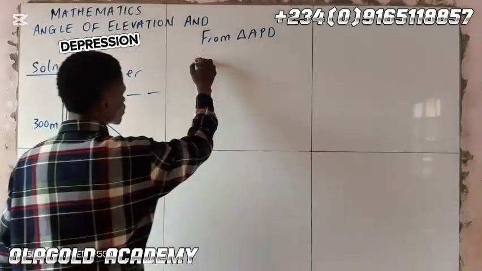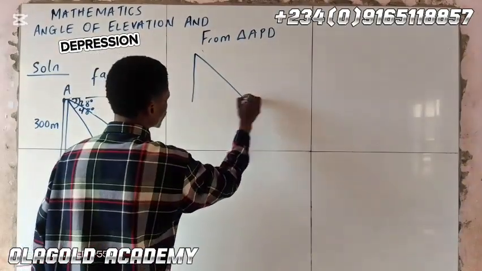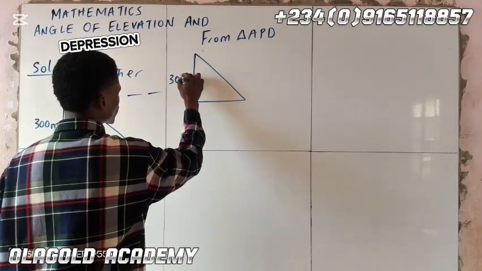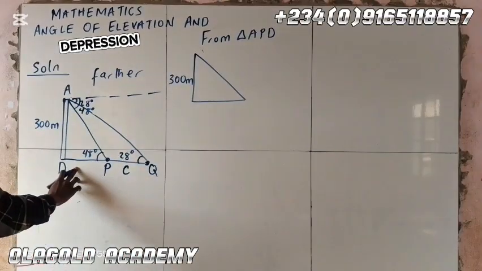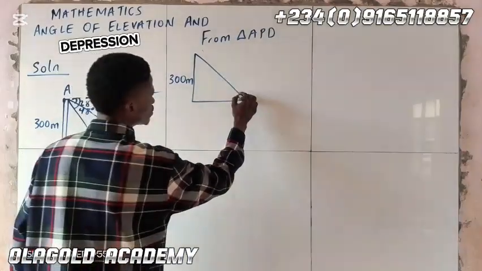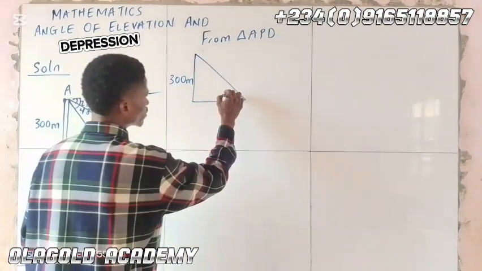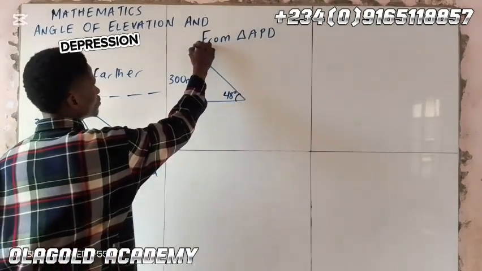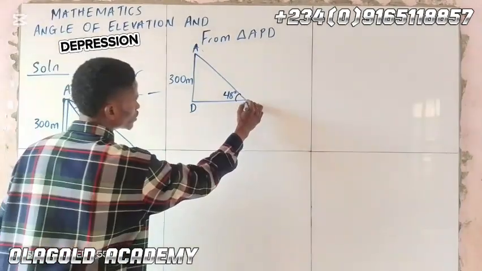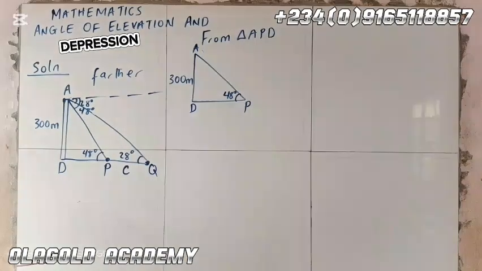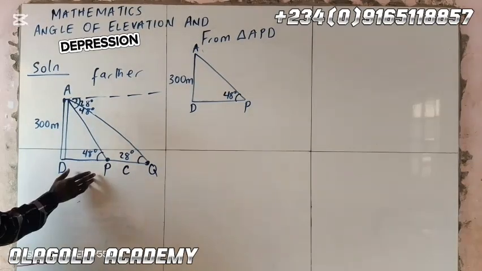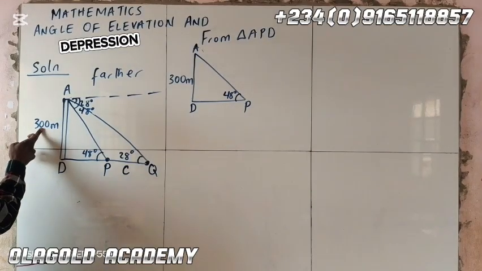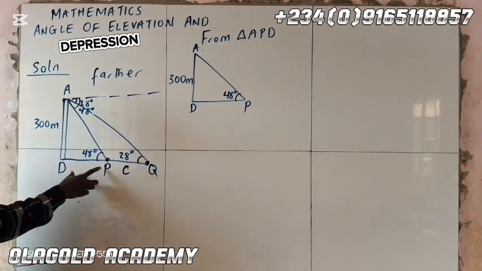Triangle APD is this. We have here 300, here is not given, and here is 48 degrees. Here is A, here is D, and here is P. I chose this triangle first because I can easily use this value and this angle to get this side.